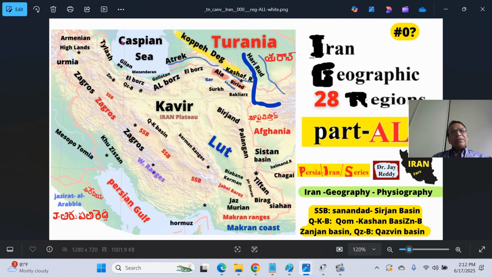And south of Caspian, there is Alborz mountains, Elborz mountains, and the southern and eastern arc has different names, Aladeg mountains and Biralud mountains. So these are also the borders of Harirud River. And there is Meshad town. This is the second or third most populous city in Iran after Tehran city.